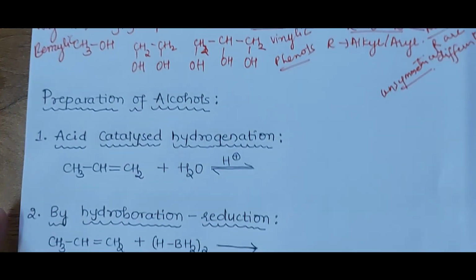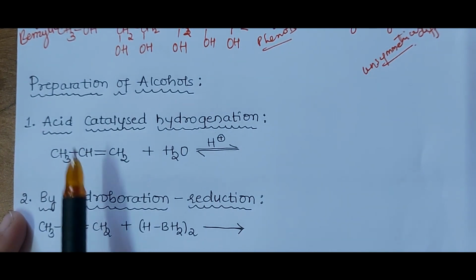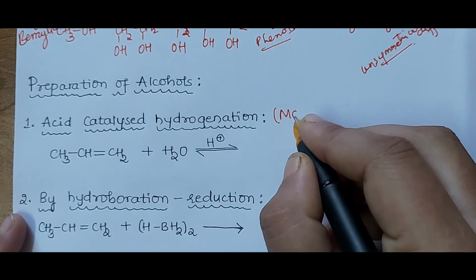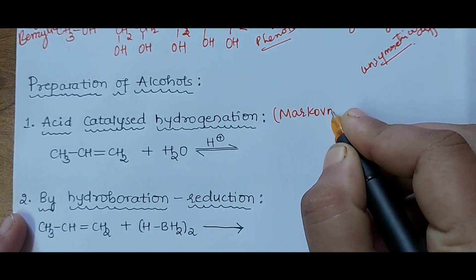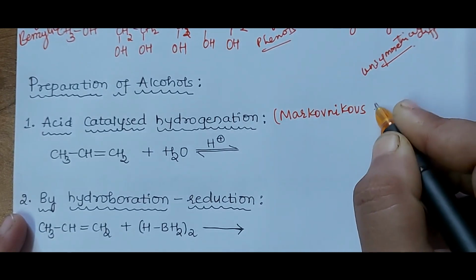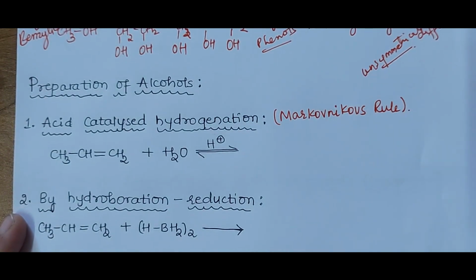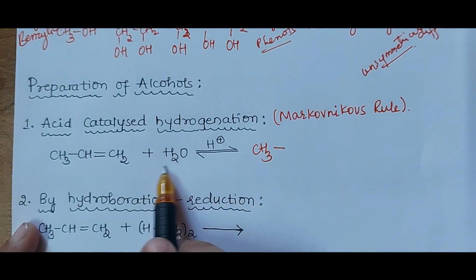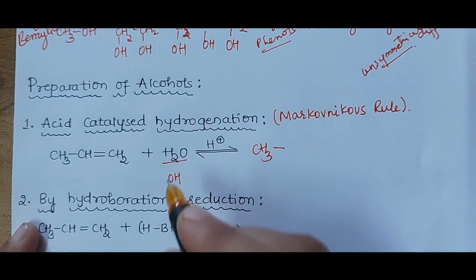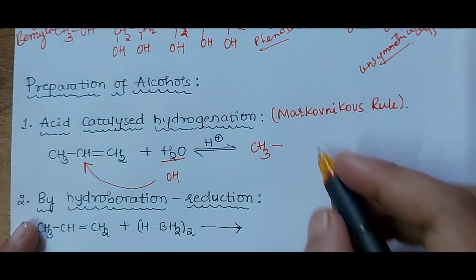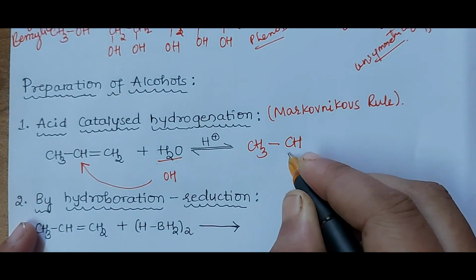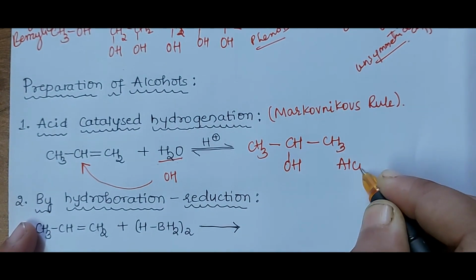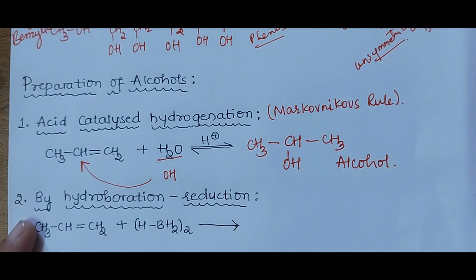Next we'll go with preparation of alcohol. In that, acid catalyzed hydration. The reaction occurs in the presence of acid and the addition of H2O takes place according to Markovnikov's rule, which states that the negative part of the attacking reagent should get bonded to the carbon atom containing the least number of hydrogens in the carbon-carbon double bond. So the negative part OH minus attaches to the CH carbon as it has the least hydrogen, and the product is CH3CHOHCH3, the double bond becomes a single bond, and hence we obtain alcohol as a product. So in the presence of acid, addition of water occurs.